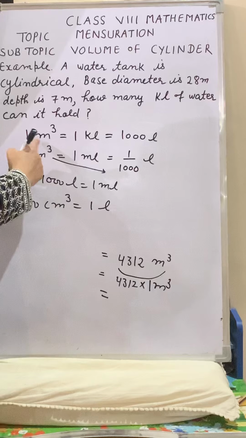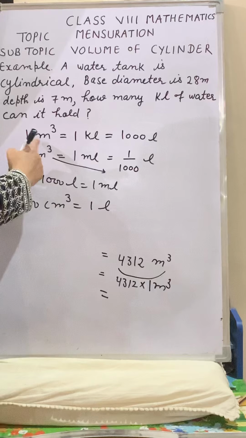First of all, we will find the volume of this cylindrical tank. Volume of tank. Write the formula of volume of cylinder: pi r square h. Pi is 22 by 7. What is r? r is here 14, write 2 times. And what is the h? 7.